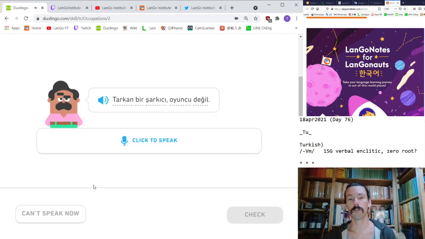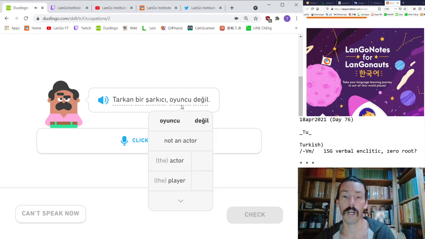Tarkan bir şarkıcı, oyuncu değil. Tarkan bir şarkıcı, singer, one singer, oyuncu değil. Oyuncu. Actor not. Değil.